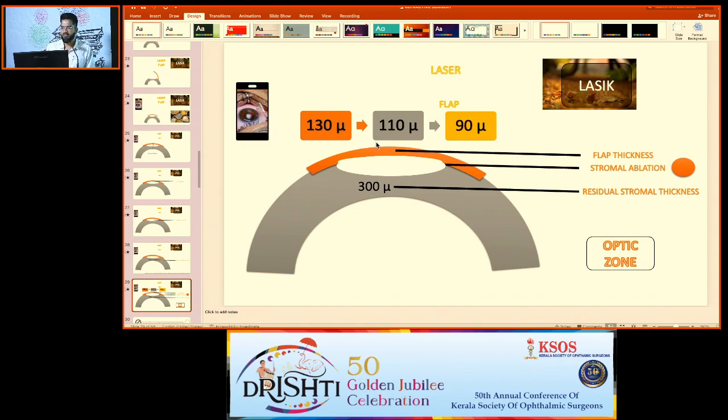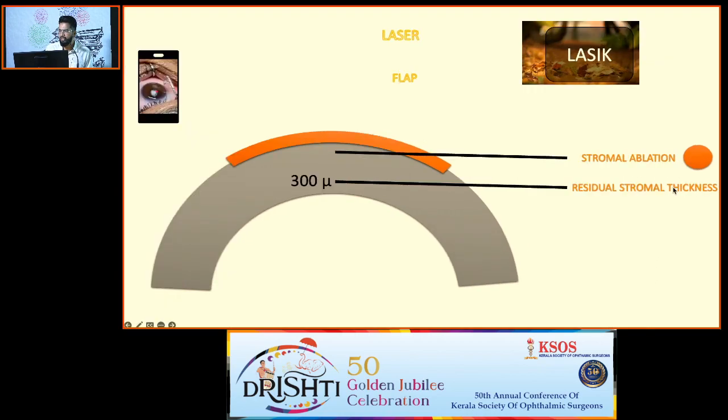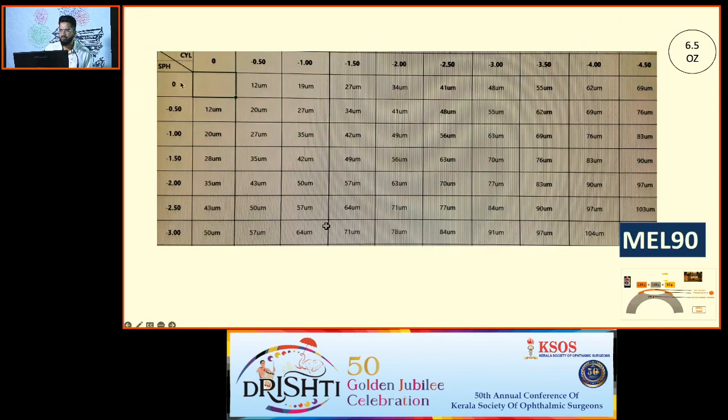If the RST is not meeting up to that, I make my flaps thinner, to 110 microns or 90 microns. With regard to stromal ablation, it depends on how much power is being ablated. That can be taken from the Excel sheet that is provided by the machines. Like if it is -0.5, this is the micron that is being ablated. If it is -1, 27 microns, and this is the cylinder. So accordingly, we will know how much stroma is being ablated.